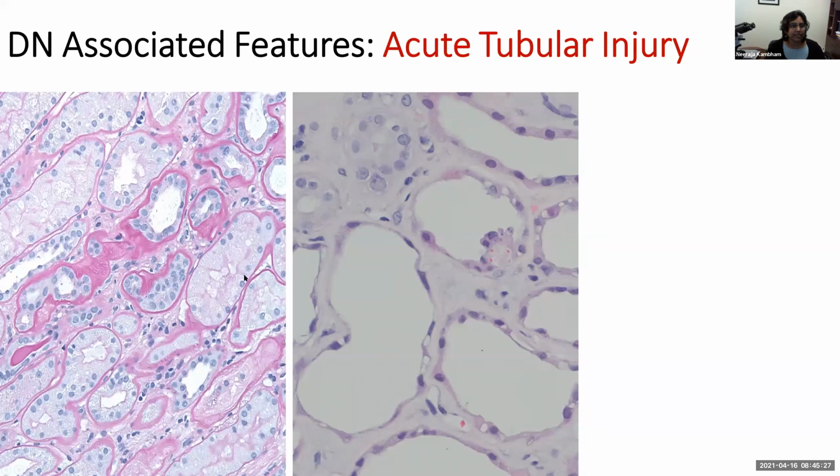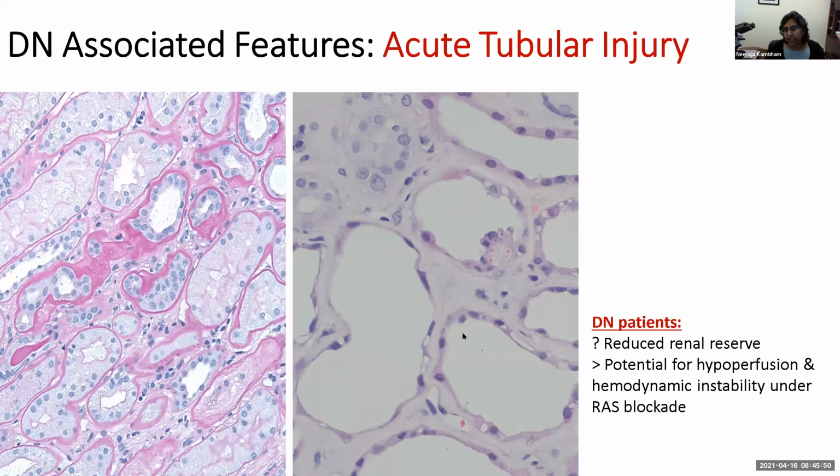This is a case where there is severe acute tubular injury. And here is a comparison of the slide. You can see that the tubular epithelial cells should be fairly thick, whereas here they are attenuated, and they're completely lost and shed in the urine. So that's an acute tubular injury.